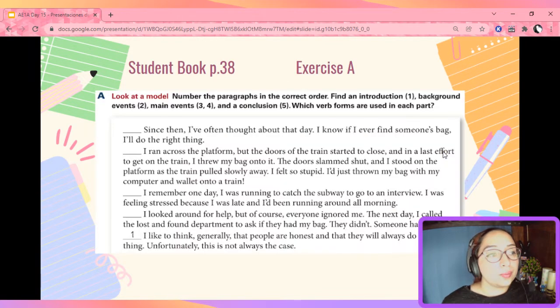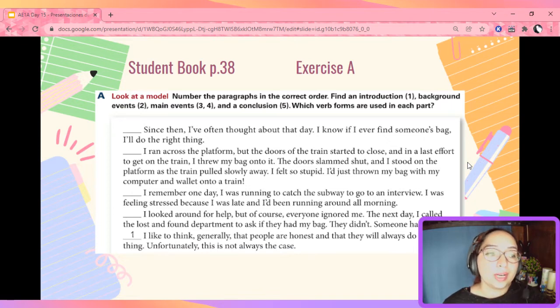Now, go to student book page 38, exercise A. Here we have a narrative article. And what we need to do is to find the introduction, background events, main events, and a conclusion. If you notice, this narrative article is not in order, so we need to organize it. Pause the video while you organize.